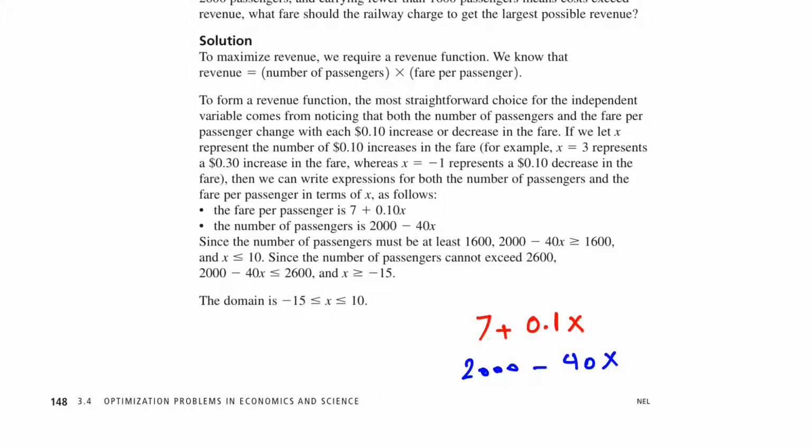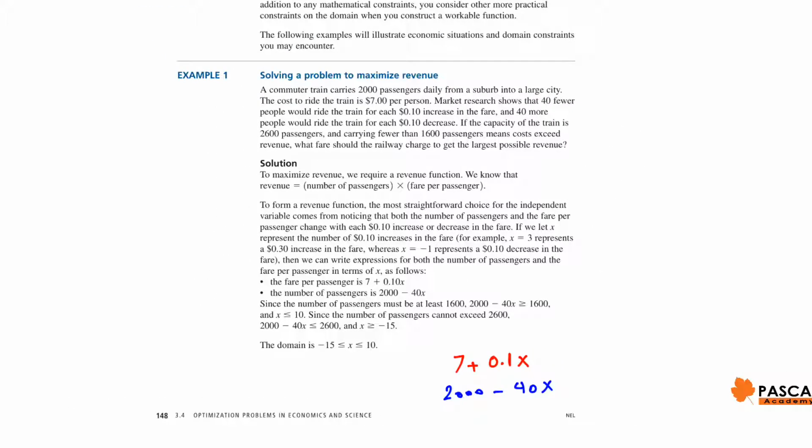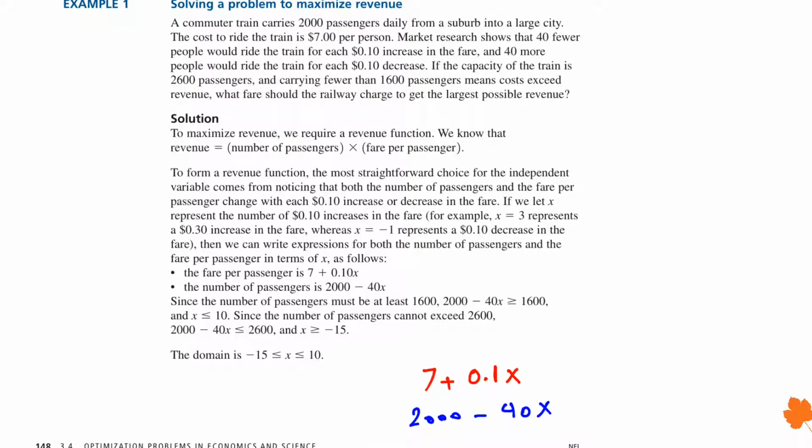This means revenue is (7 plus 0.1x) times (2,000 minus 40x). 2,000 minus 40x must be greater or equal to 1,600 and smaller or equal to 2,600, which is the same as saying x must be between negative 15 and 10. The capacity is 2,600, therefore 2,000 minus 40x must be less than or equal to capacity, and the number of passengers should be greater or equal to 1,600 to have some profit.